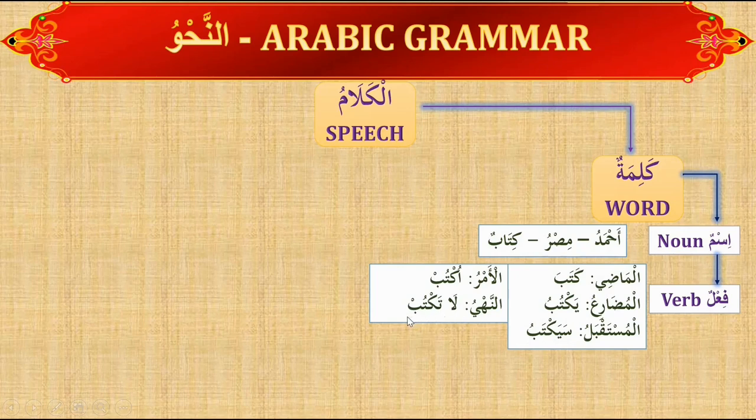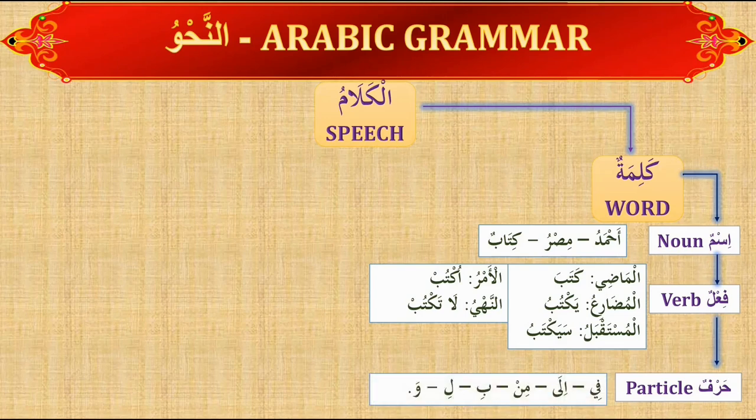The third type of كلمة is حرف particle. Particle is a word in which the meaning will only be understood when it is used with other words in a sentence. Particles such as prepositions and conjunctions. Example: في، إلى، من، ب، لي، و. في is in، إلى to، من from، ب with، لي for، و and.